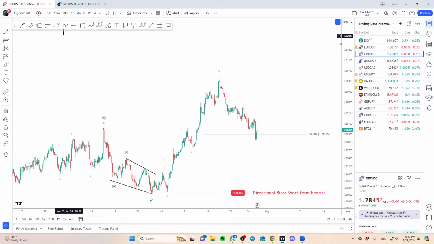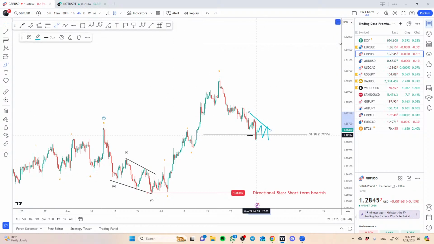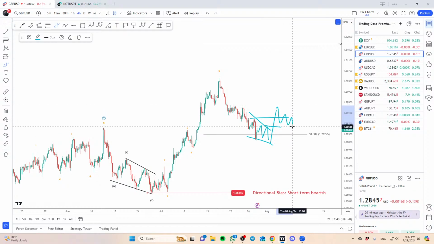So I would say what you want to ideally see is either this continues to crawl and starts to form a very obvious wedge crawl structure. You can be aggressive and take the breakout from there. Or alternatively, wait for a clear break. Right now would be this little structure here. Momentum, impulsive break, and then wait for the pullback. Then that would give you a buy trade opportunity to the upside.